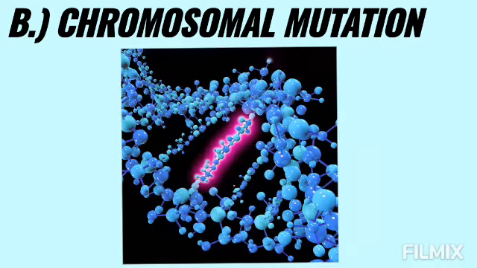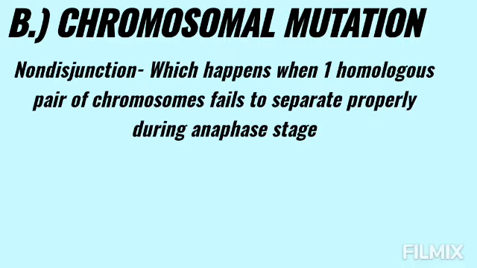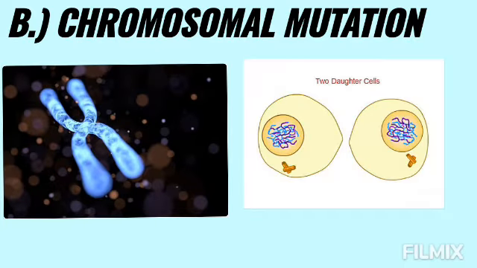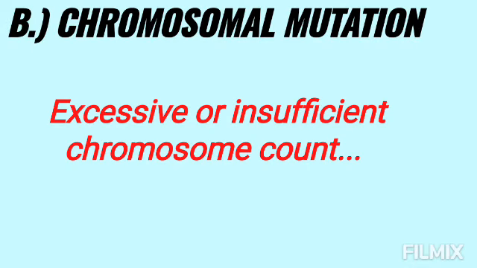An example of mutation based on an abnormal chromosome count is non-disjunction, which happens when one homologous pair of chromosomes fails to separate properly during the anaphase stage of cell division. In this mutation, both the chromosomes move into only one of two daughter cells produced, resulting in either an excessive or insufficient chromosome count. The two types of abnormal chromosome count.